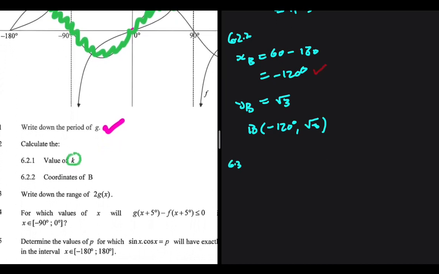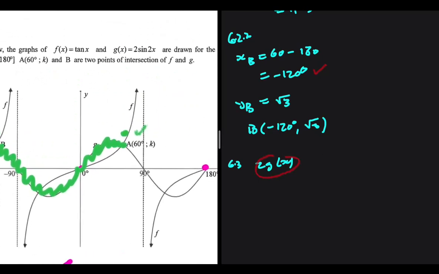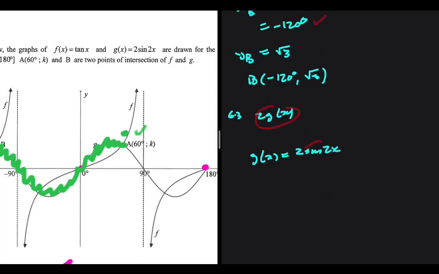So in 6.3, we're supposed to write down the range of 2g of x. But before we can look at 2g of x, let's try determining the range of g of x. Right, g of x is equal to 2 sine of 2x. The range of sine of 2x is -1 to +1. But because we have this amplitude of 2 and not 1, like we usually do, the range of g of x is from -2 to +2.